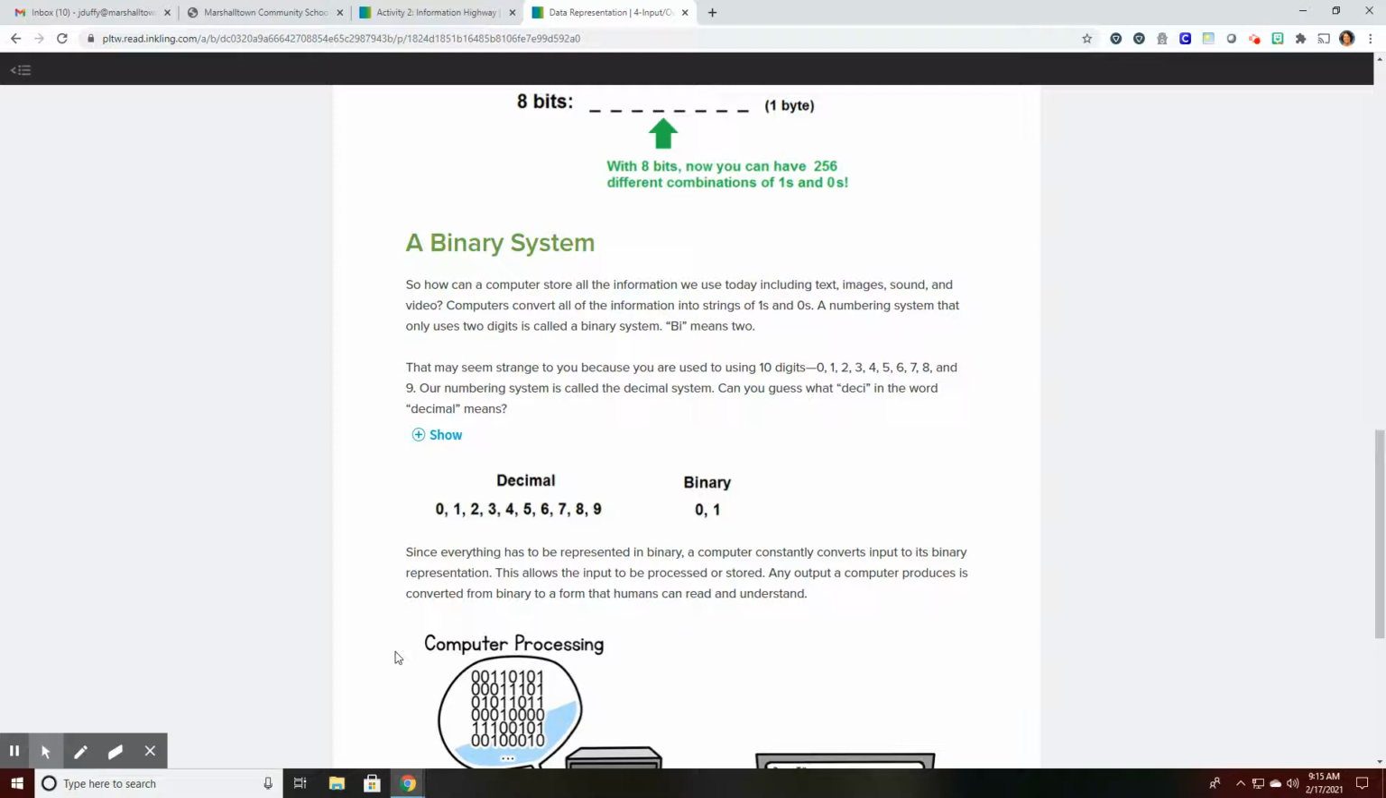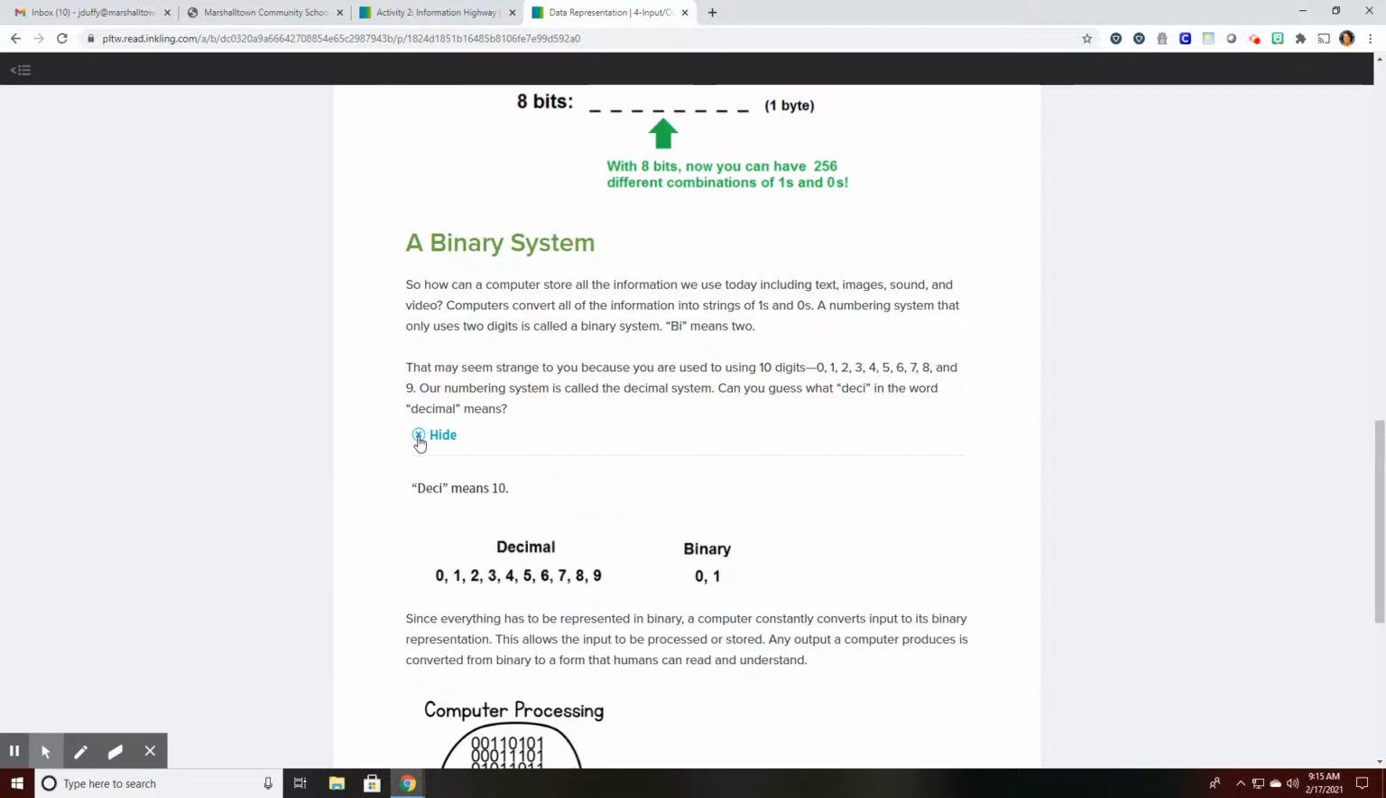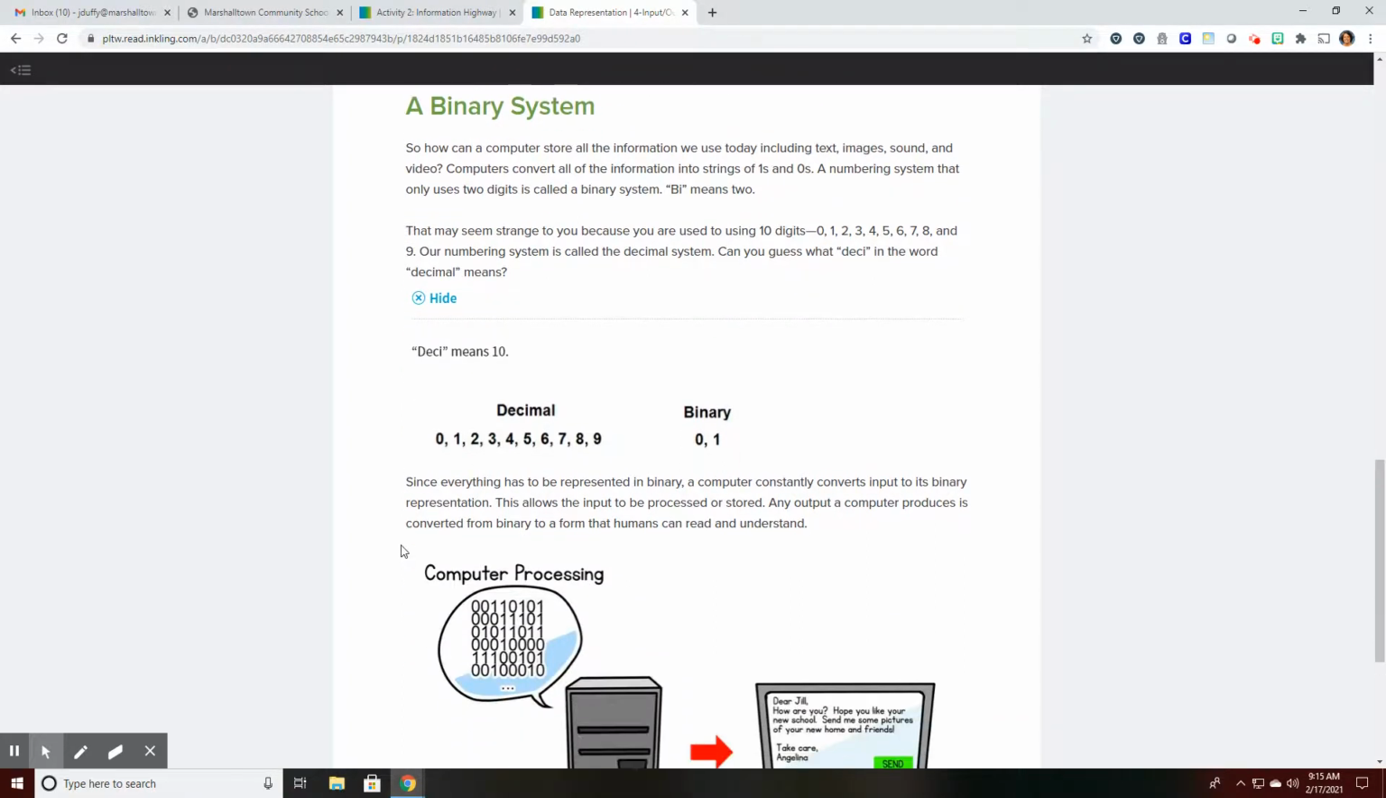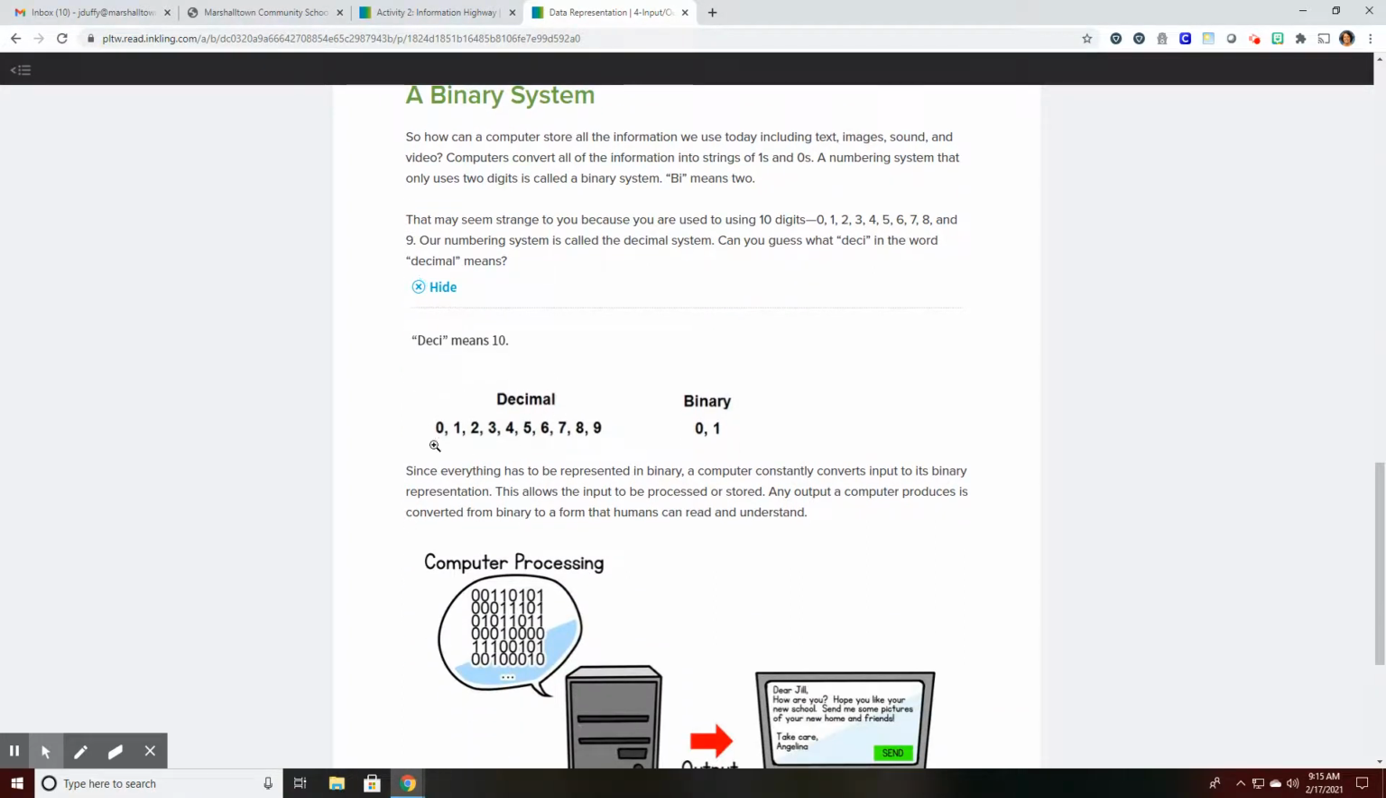Our numbering system is called the decimal system. Can you guess what deci in the word decimal means? Deci means 10. So here we see the decimal system, which is what we use, using these digits. The binary system, which is what computers use, uses these 2 digits.